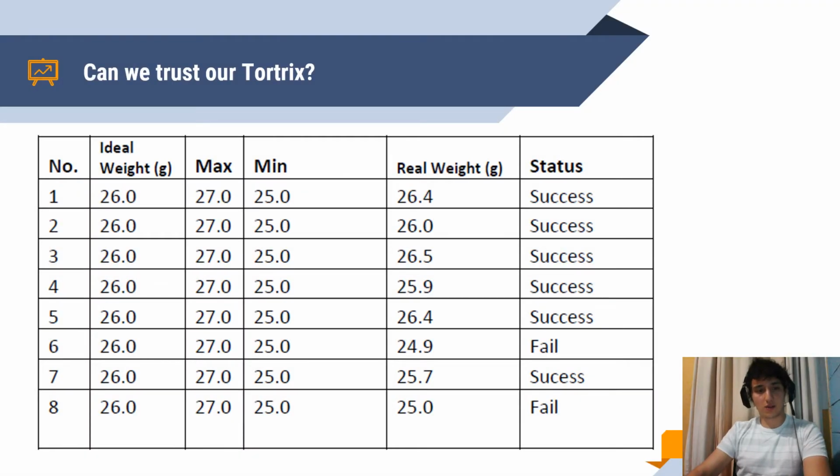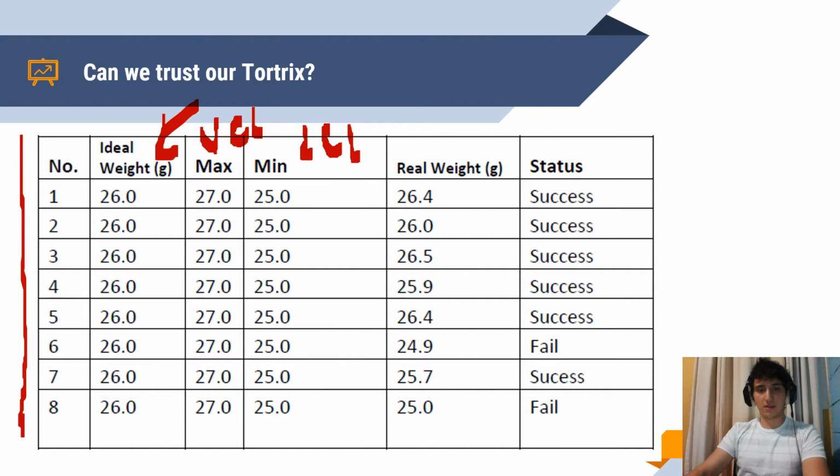Okay, so I took 8 bags of Tortrix. I opened them. I weighed them. So here we have the ideal weight, which was 26 grams, because that was what the label said. Also, I set up the upper control limit. This is the upper control limit, and this is the lower control limit. The max is going to be 27 grams, and the lower control limit is going to be 25 grams.